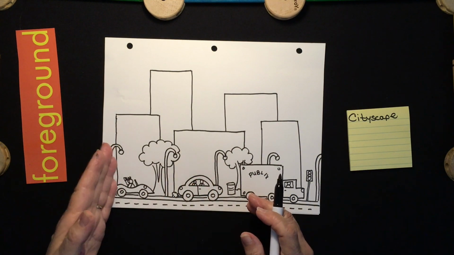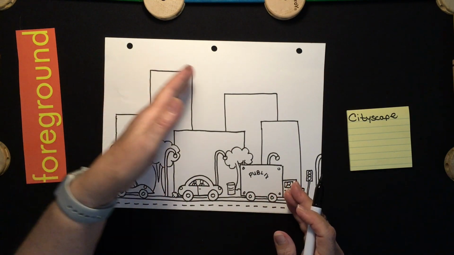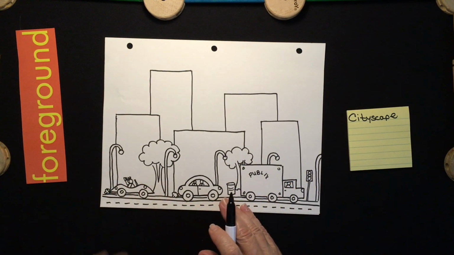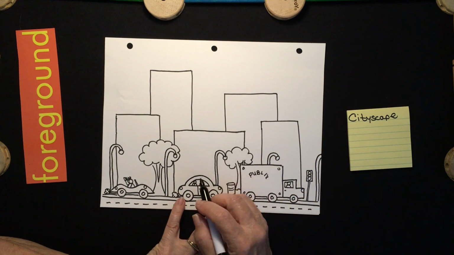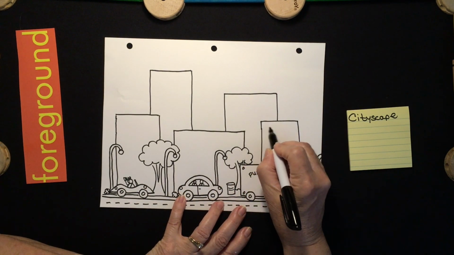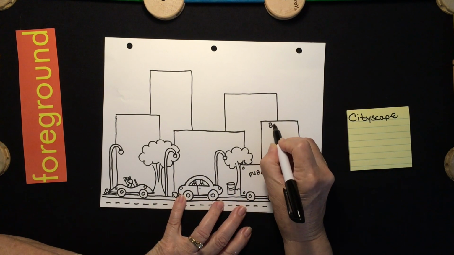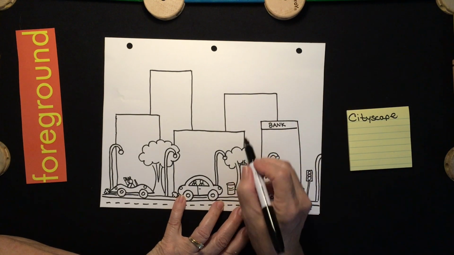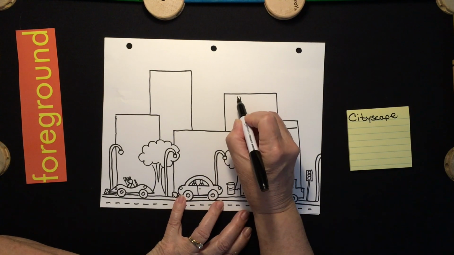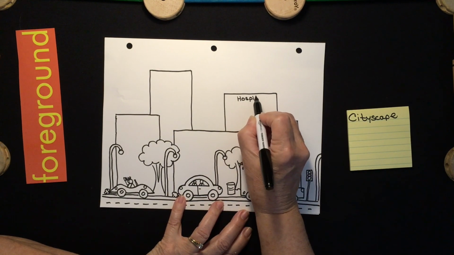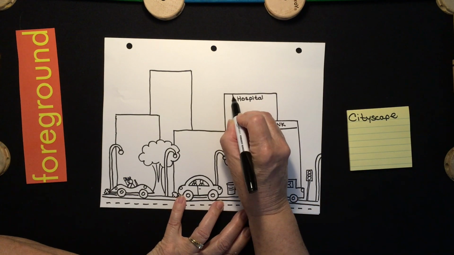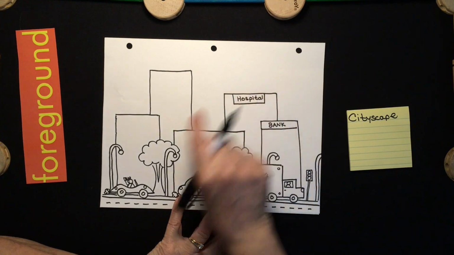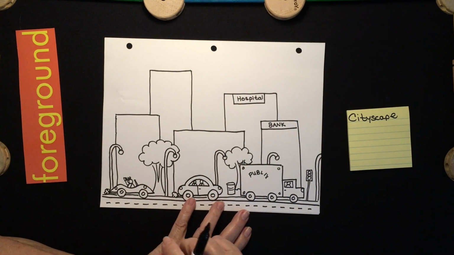I am not making any more buildings because I'm going to add some objects in the sky that I'll show you in a moment. If you choose to put signs on your buildings, here's one way to do it. Let's say this is the bank. I could write the word bank. Looks like a sign. Maybe this is a hospital. Hospital. And it's a different way to make the sign. Maybe I can make a helicopter landing right here. That's a good idea. I'm trying to be creative.